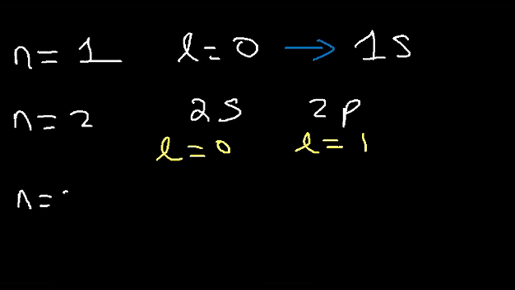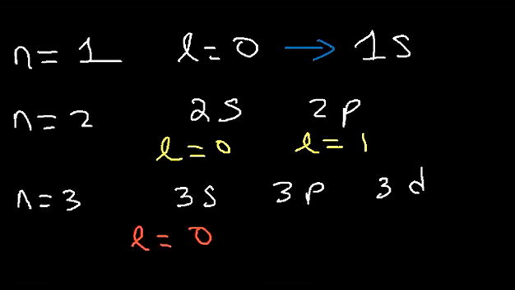Now when n is 3, how many sublevels do we have? If you know the electron configuration pretty well, you know that we have a 3s, 3p, and a 3d sublevel. So the number of sublevels is equal to the energy level. So if n is 3, there's 3 sublevels. If n is 7, there's 7 sublevels. If n is 20, there's 20 sublevels. So when n is 3, l can be 3 numbers. It can be 0 for s, 1 for p, and 2 for d.